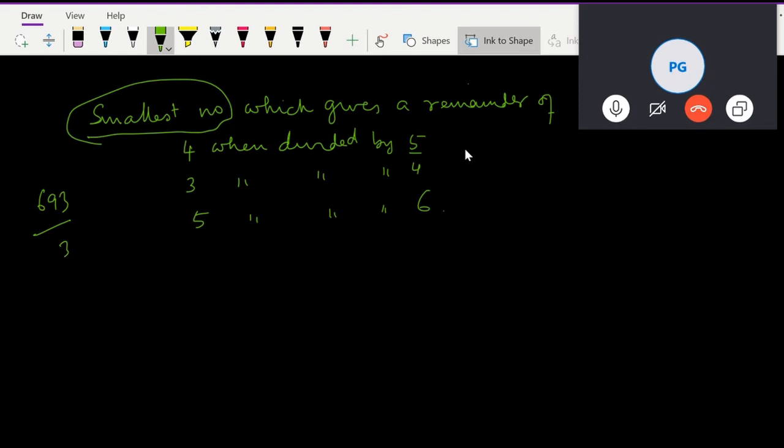Okay. Let me give you a hint. Again, we'll use the concept of negative remainder. Forget this for the moment. Tell me the smallest number which gives a remainder of 1 when divided by 5, 1 when divided by 6, and 1 when divided by 4. What would be the number?